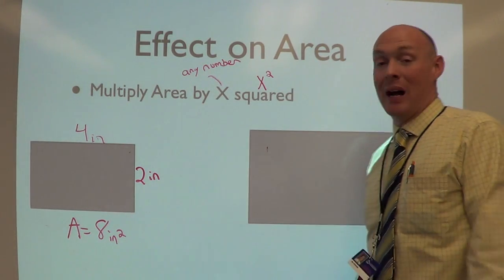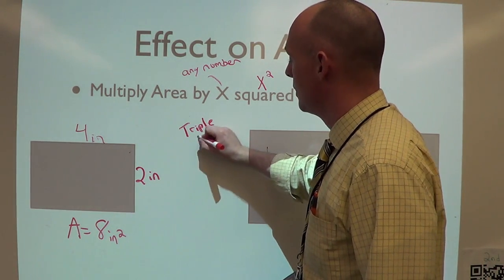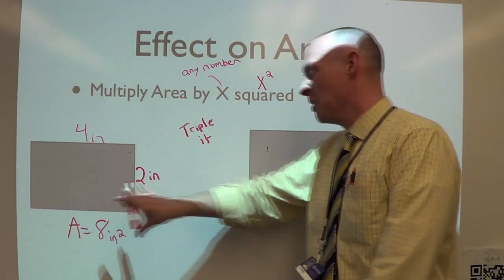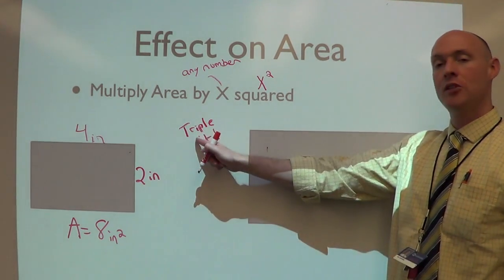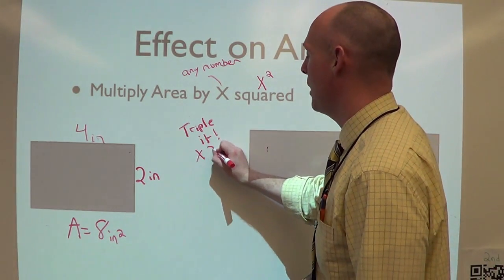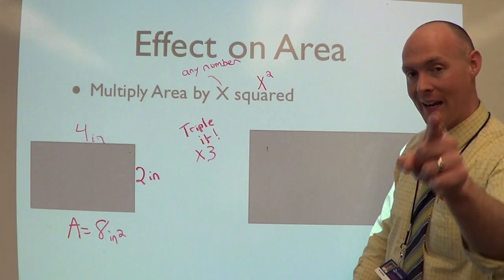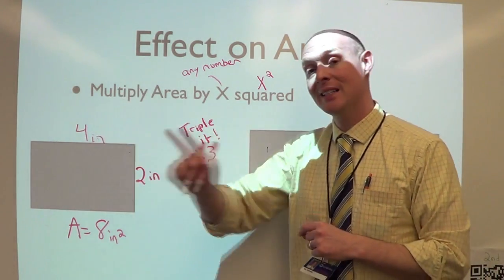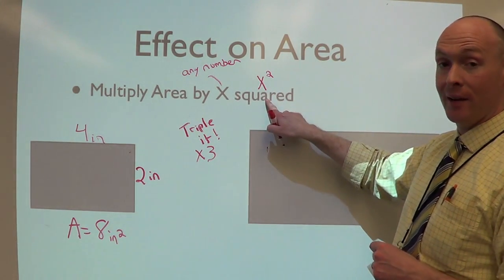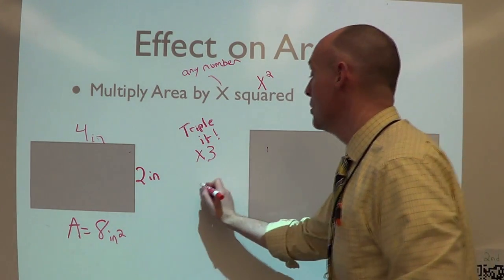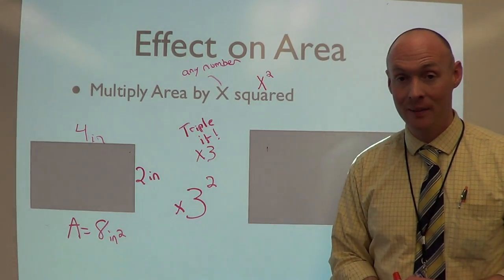But let's say I want to triple it. I want to make this 3 times bigger. So I got to triple it. Remember, when we triple it, we're going to times each side by 3. Okay, but isn't there a shortcut? Can't we just go right to the area? We can, and here's how it works. The effect on the area is you multiply the area by x squared. So if we're tripling it, it's going to be 3 squared is what we're going to multiply the area by.